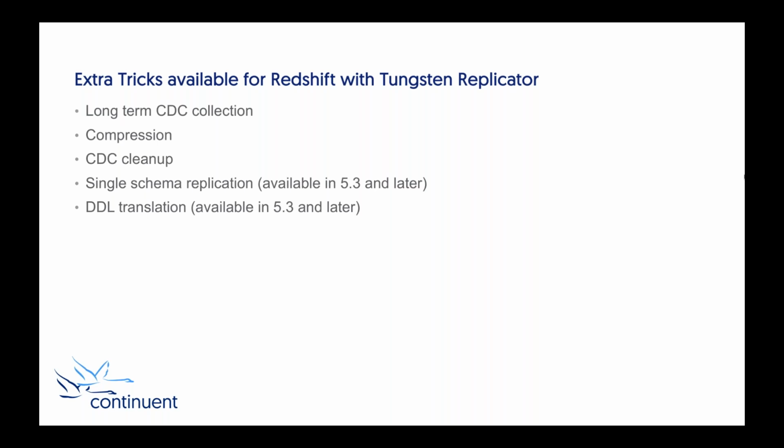That option is available. All of this is configured within your Redshift deployment. Now, the last two items are actually new in Tungsten Replicator 5.3. I'm going to go into a bit more detail in the next slide about what single-schema replication is. And the next item, DDL translation.